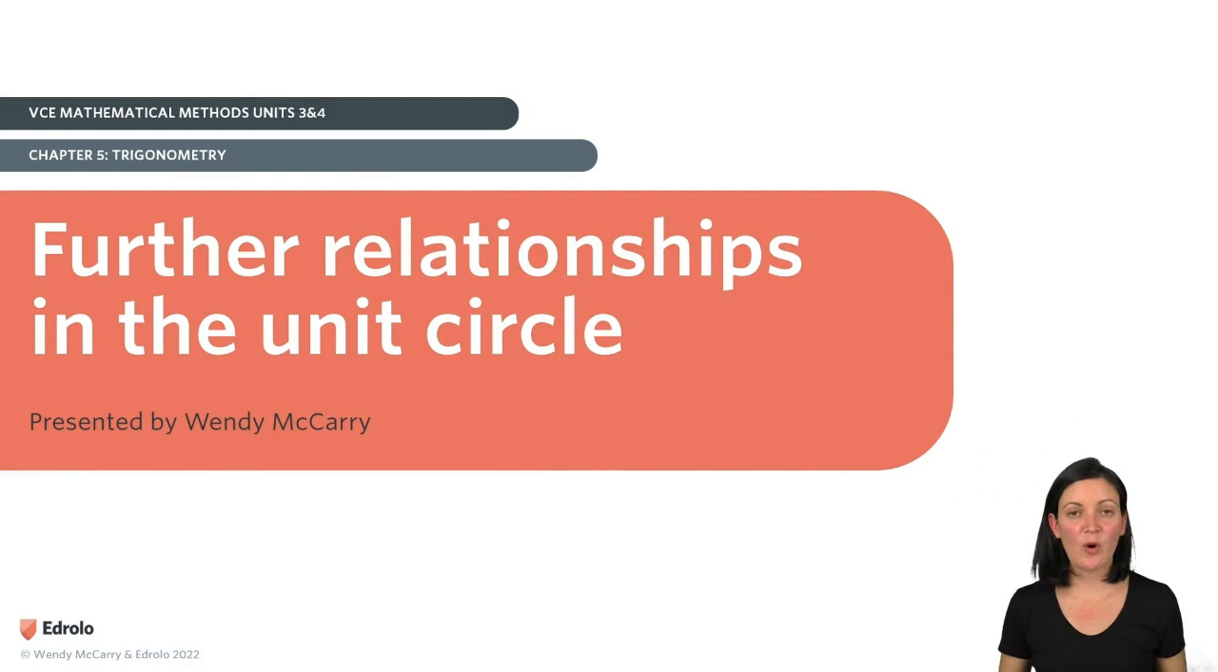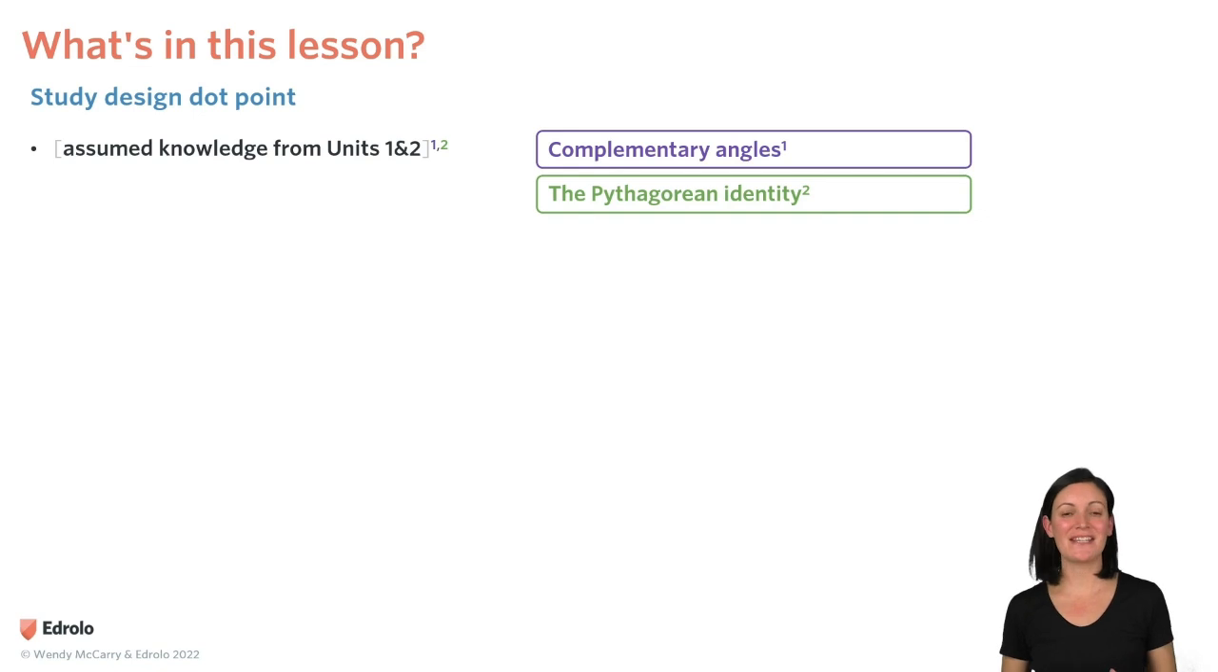So in this lesson, we're going to look at a few more relationships that are found between the sine and cosine of angles that we can explain using the unit circle. So we have two key topics in this lesson. We're going to look first at complementary angles, and then we're going to be looking at the Pythagorean identity.